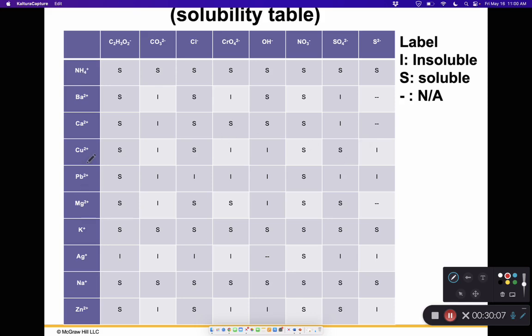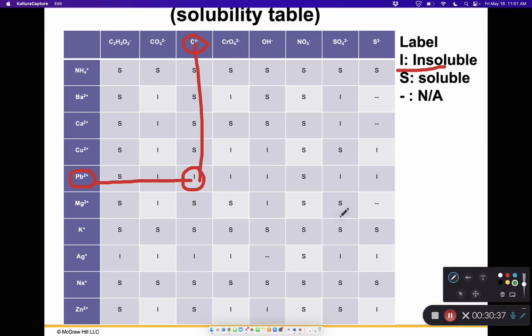So let's see here. If you look for lead on here, I do not have iodide, but I have chloride. They are in the same family. So lead chloride, will it be soluble or insoluble? I go into that particular column and find it is I, which means insoluble. So I can say lead chloride is an insoluble compound, right?